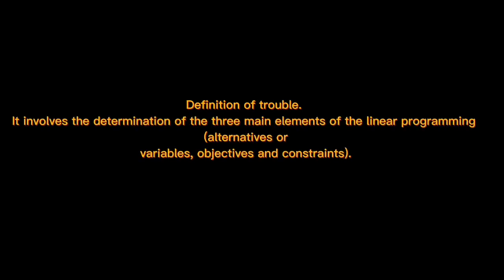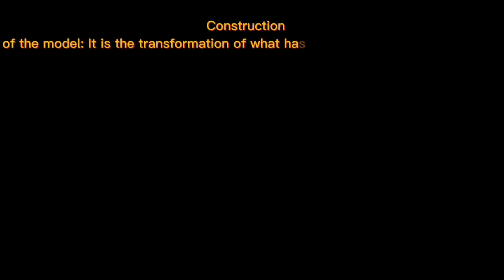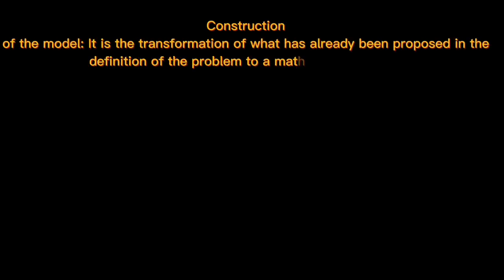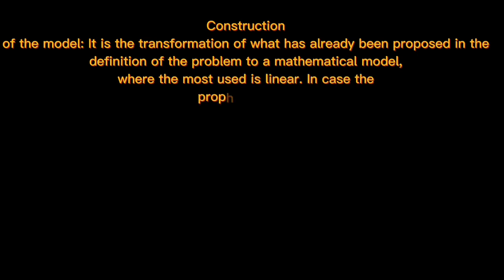It involves the determination of the three main elements of linear programming: the alternatives, objectives, and constraints. The second one is the construction of the model. It is the transformation of what has already been proposed in the definition of the problem into a mathematical model, where the most used is linear.